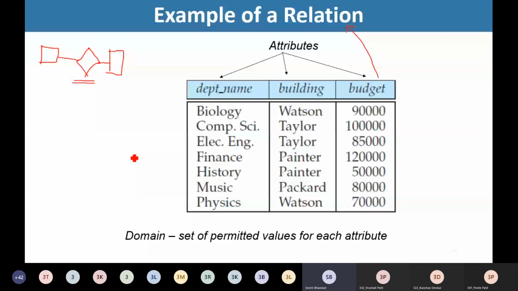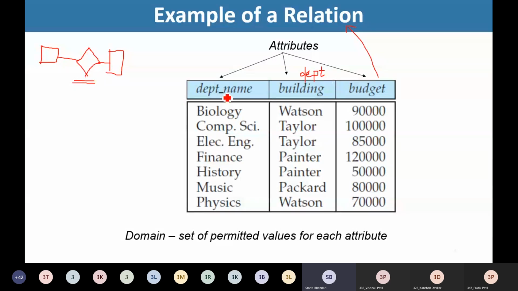Correct? Now, just look at this example. This is one table. The name of this table is department. So this is the table department. What we have in this table are the columns representing the attributes. So in the department table, I have department name, building and budget. These three are the attributes of my department table.